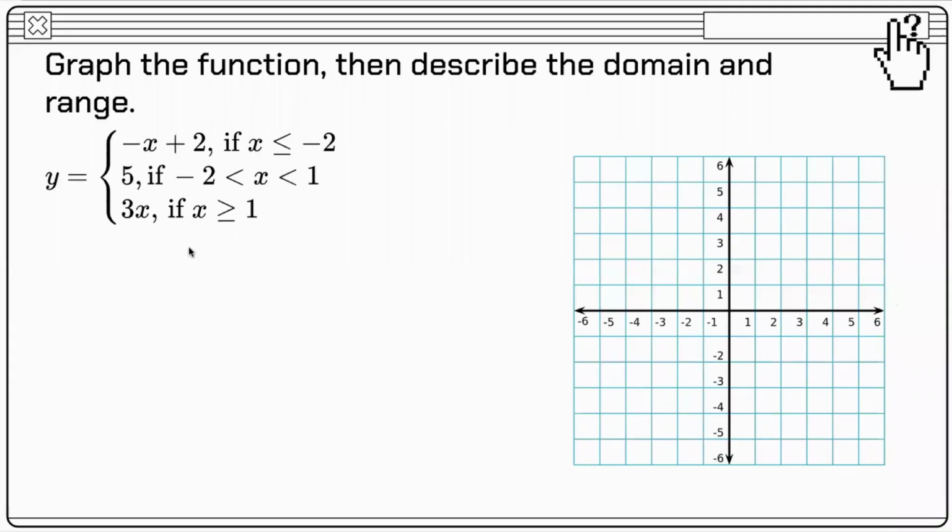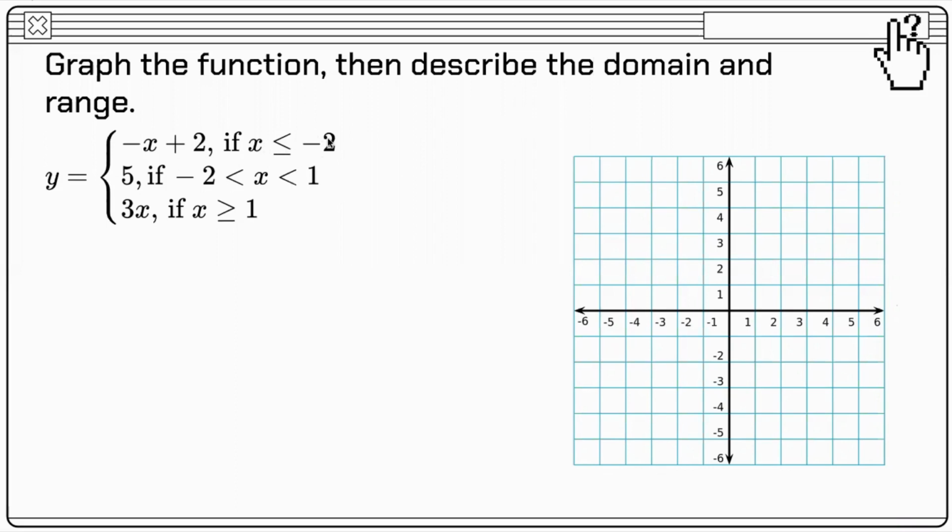For this example, our piecewise function looks a little bit different since we have three different linear equations and also our domains aren't zero. I'm going to start off by graphing the first linear equation, which is y equals -x plus 2 if x is less than or equal to -2.